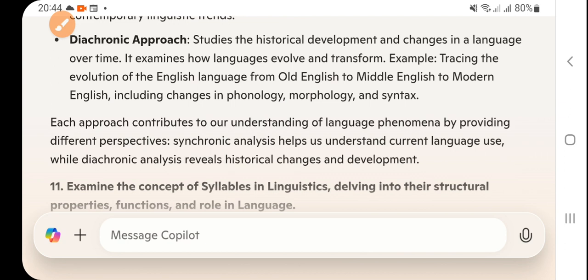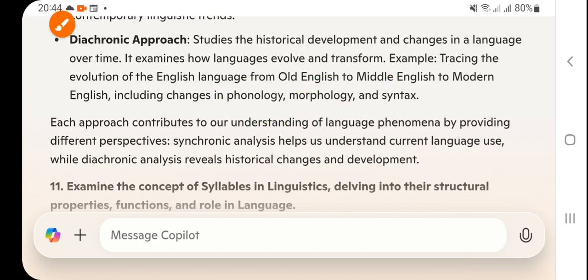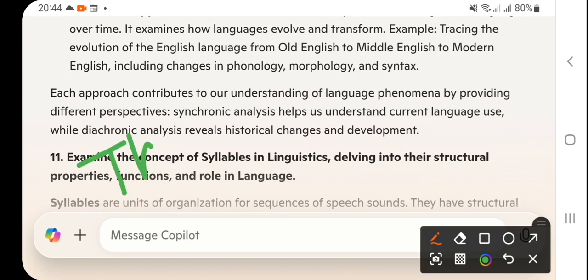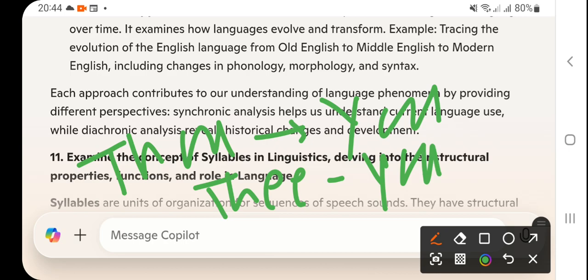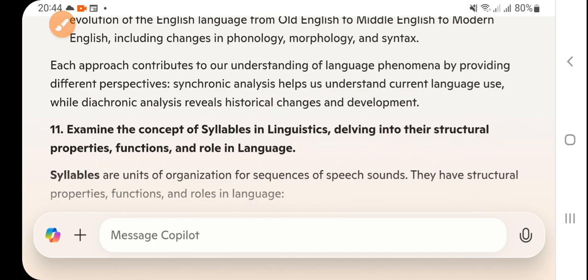Okay, now the diachronic approach studies the historical development and changes in language over time. It examines how languages evolve and transform, how language has evolved from that time to this time. An example is tracing the evolution of the English language from Old to Middle to Modern English. It includes change in phonology, morphology and syntax, like how sounds and words have changed. You can give the example of "thou", which becomes "you", then "thy" becomes "your", then "doth" becomes "does". That's an example of morphology. Then syntax is the structure, where you can also talk about change.